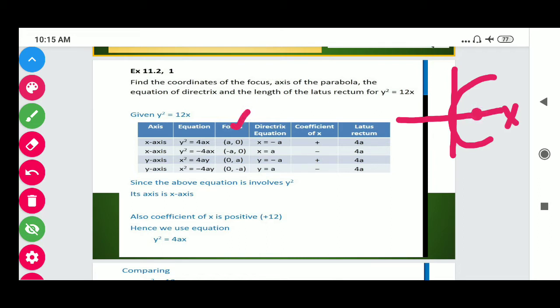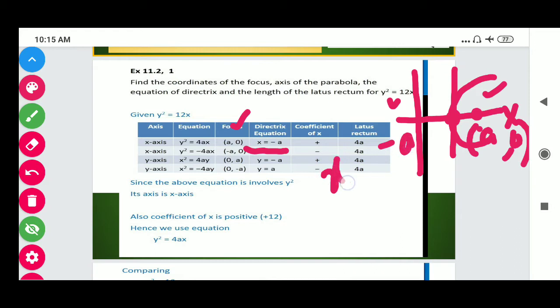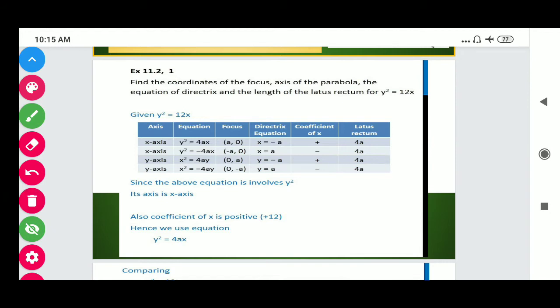And the equation of the directrix will be x = -a, because we know that the distances of the focus and the directrix from the origin are the same. So if this point is (a, 0), then its equation must be x = -a. We know that a vertical line is parallel to the y-axis, so that's why students, its equation will be x = -a.